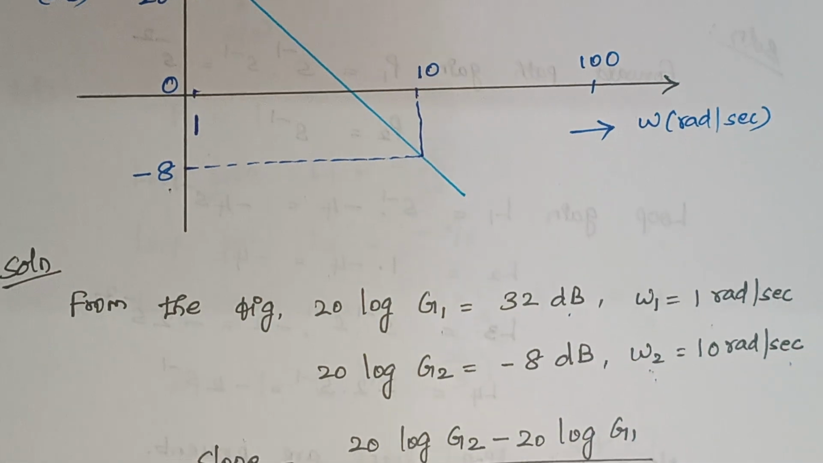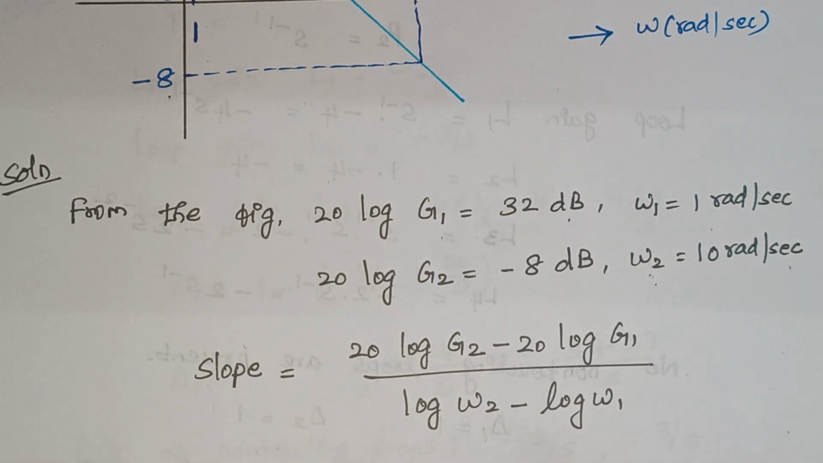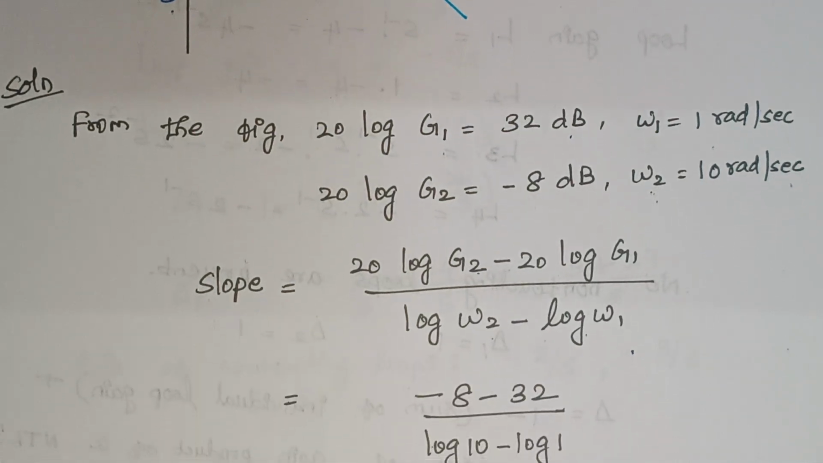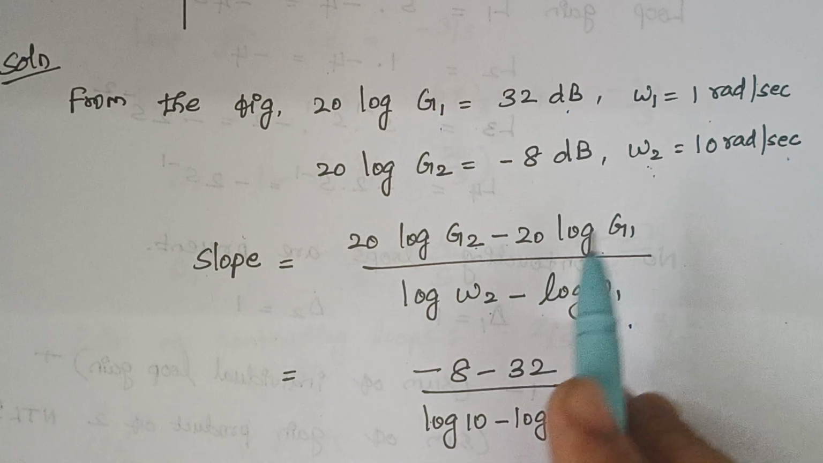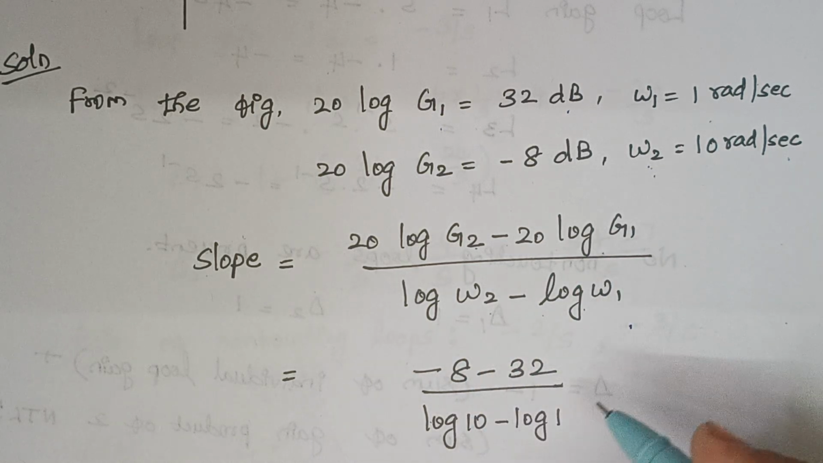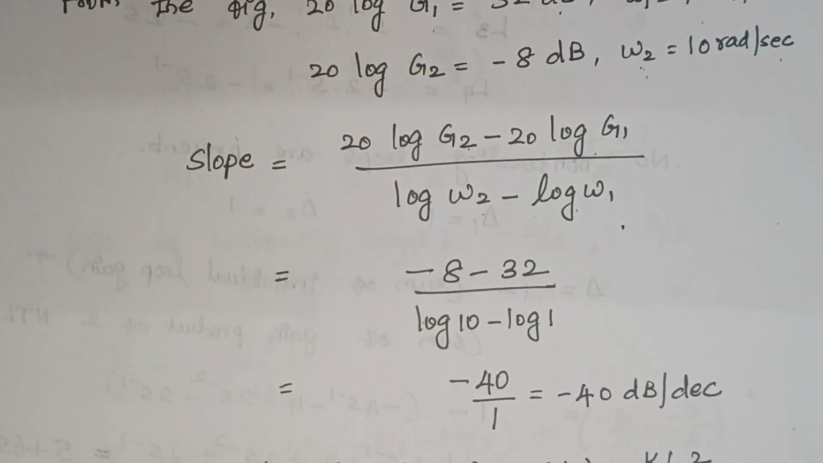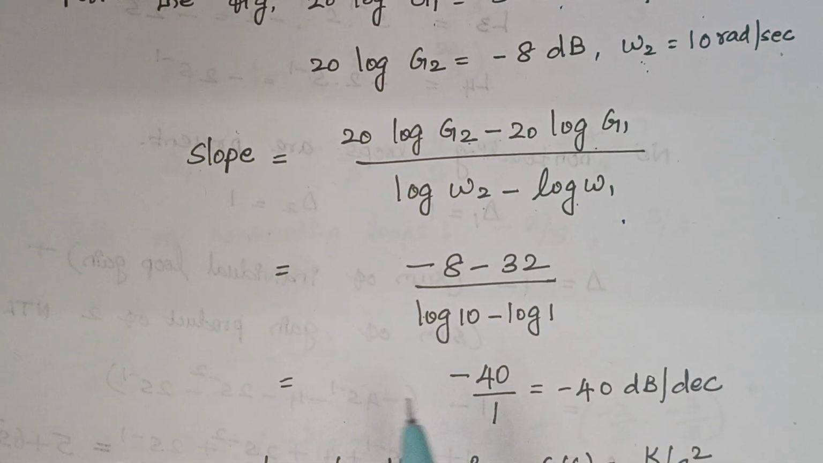Now we proceed with the formula for slope. Slope is given as 20 log G2 minus 20 log G1 divided by log of omega 2 minus log of omega 1. We know the values of 20 log G2, 20 log G1, omega 1 and omega 2, so just substitute the values here. Once you substitute, the value of the slope is minus 40 decibel per decade.